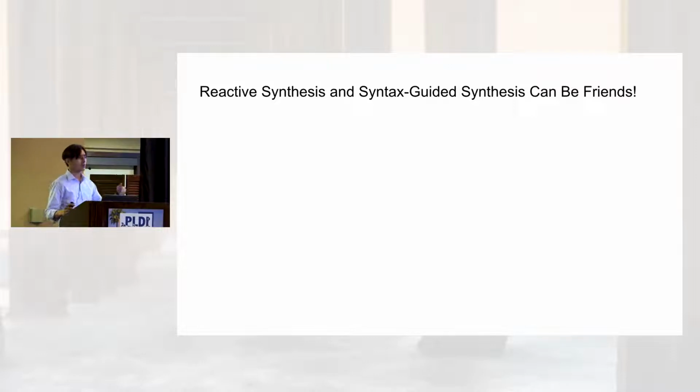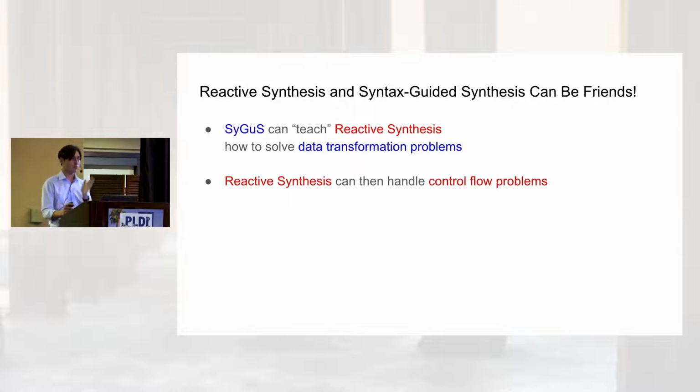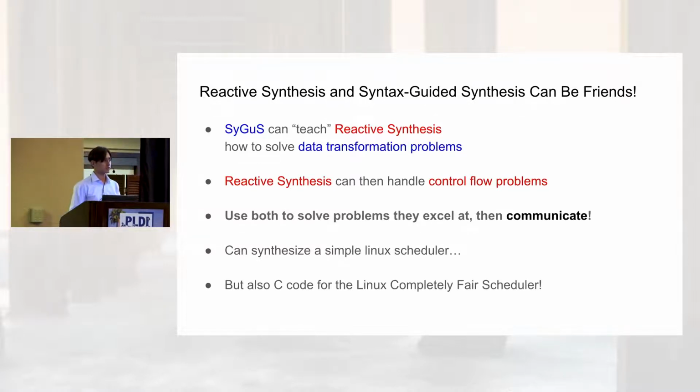In our approach, we get syntax-guided synthesis to teach reactive synthesis how to solve data transformation problems. Then reactive synthesis can handle the rest. It can handle the control flow problems. The key idea being, we let each procedure solve the problems that they excel at and then communicate. Using our holistic synthesis procedure, we can synthesize this very simple 2-task scheduler that we just saw, but we can actually also synthesize C code for the Linux completely fair scheduler as well.